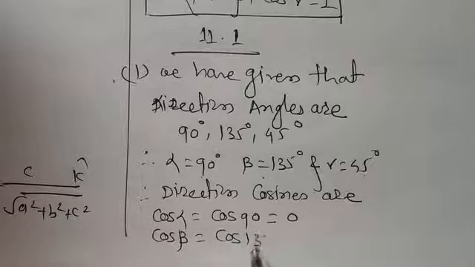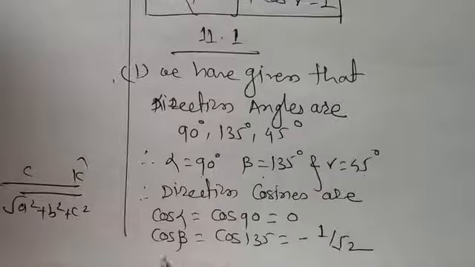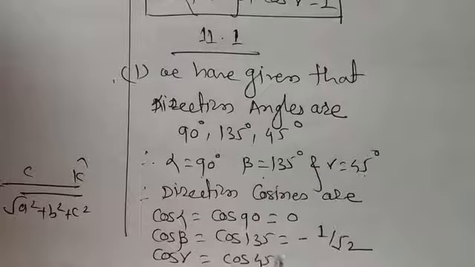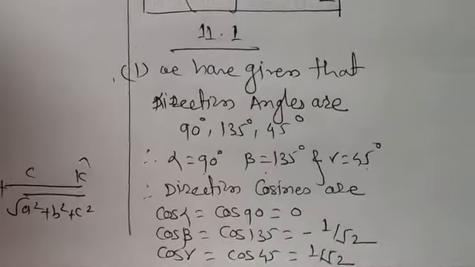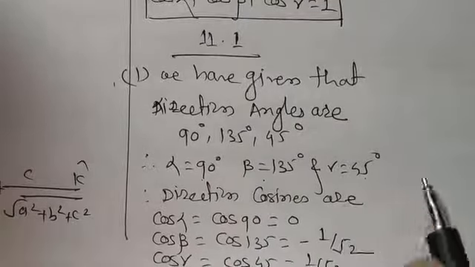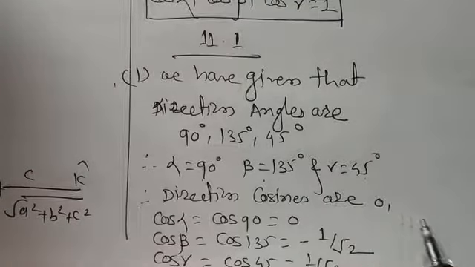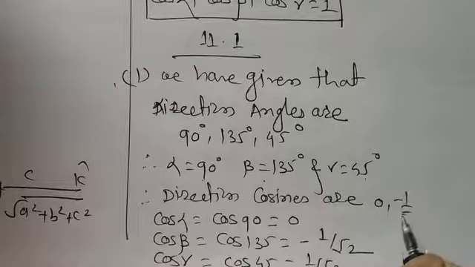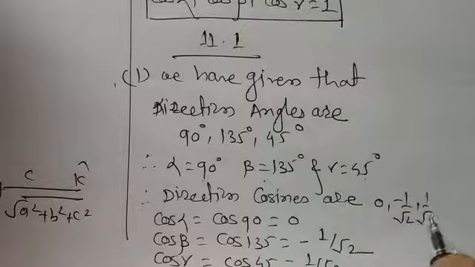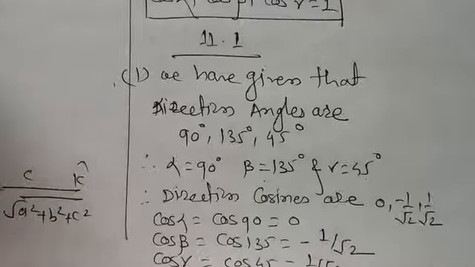Cos 135, that is what? Minus 1 by root 2. And cos gamma is equals to what? Cos of 45, that is 1 by root 2. Then direction cosines are simply 0, minus 1 by root 2 and 1 by root 2. These are the final answer.